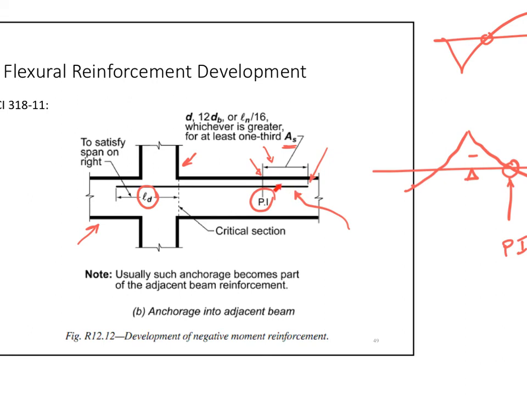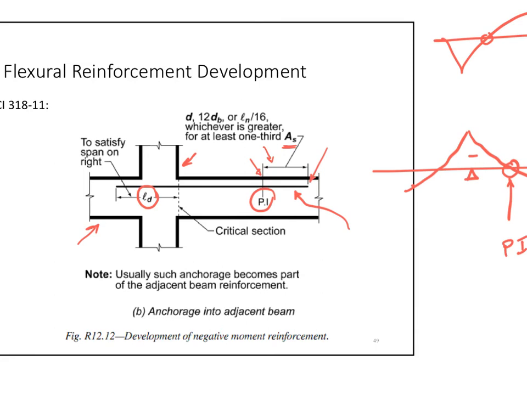Where is this point? You find your point of inflection. You go beyond the point of inflection by a d, that's the depth of the beam, or 12 db, so that's the diameter of this bar times 12, or ln divided by 16. Ln is the clear distance of the beam, divided by 16. So the biggest of those, you have to continue your bar.